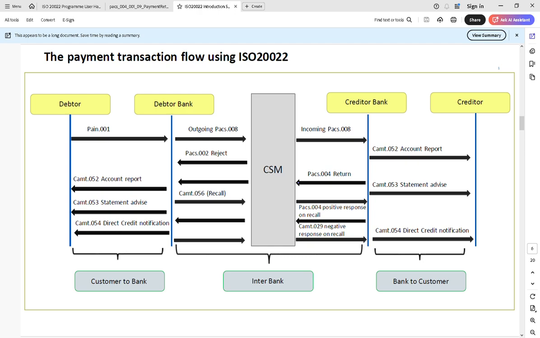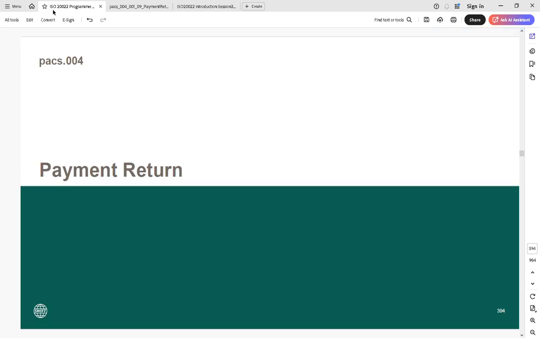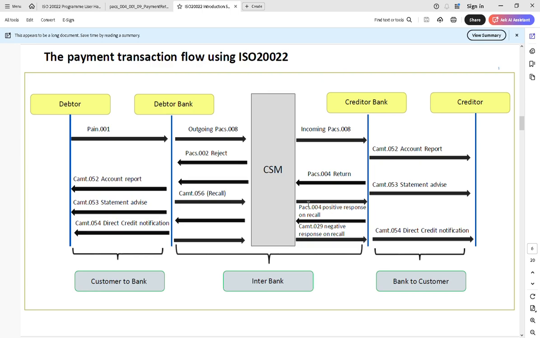If payment is settled, then PACS.004. Okay, so now in this example, I'm going to explain this example once again, because we are going to learn this same example now in PACS.004. All the use cases of the payment return message are concentrated around this same example.